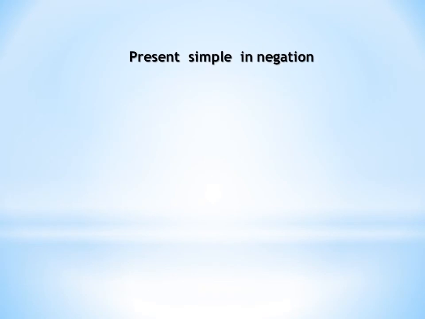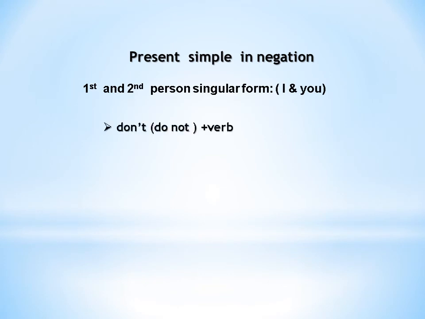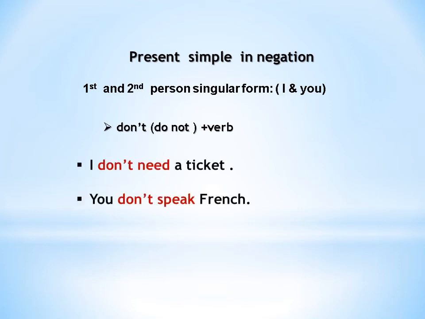Present simple in negation. نفي المضارع البسيط. For first and second person singular form I and you, we again use the auxiliary verb do, but we add not, so it becomes don't, and we add the main verb in the infinitive form. For example, I don't need a ticket. You don't speak French.